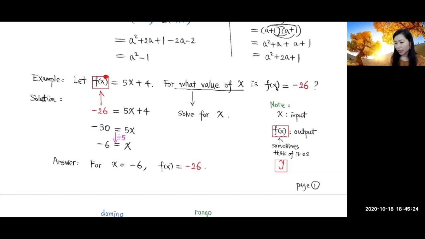So we're going to replace this f of x, this whole thing here, think about it as y, by negative 26. And then you will solve for x over here because you're trying to find for what value of x is f of x equal to this, right? So you solve for x, you get 5x equal to negative 30. Divide both sides by 5, get x equal to negative 6. So the answer here is for x equal to negative 6, f of x will be equal to negative 26. So when the input here is negative 6, the output here is negative 26.